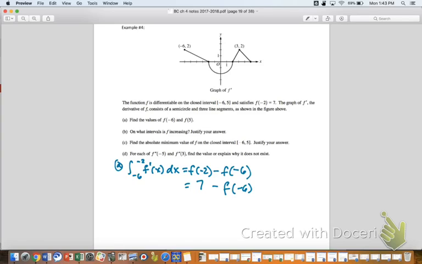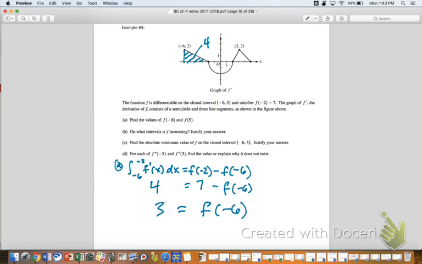So if I'm going from -6 to -2, all that is a triangle, right? 4 by 2. You guys get an area of 4? Okay, it's positive 4. So 4 equals 7 minus f of -6. So I'm getting 3 equals that. How are we doing? Jaden, you nailed it? Good? Colin, we good? 3? Okay.